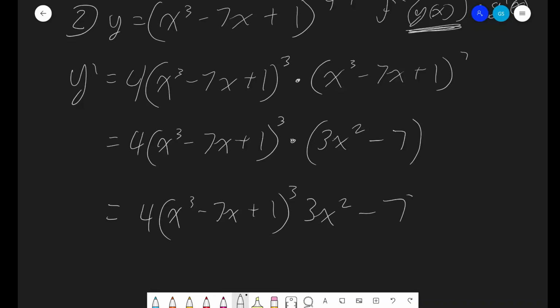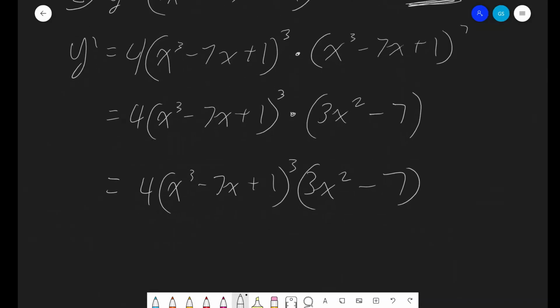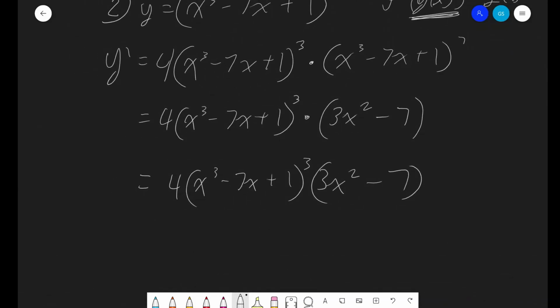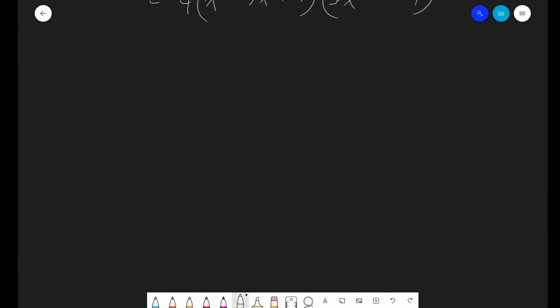And that's totally fine, right? We can just leave it in this factored form. So 4 times (x cubed minus 7x plus 1) to the 3rd power, all of that, multiplied by 3x squared minus 7. That is the derivative of that. Pretty funky stuff. Let's do another one.